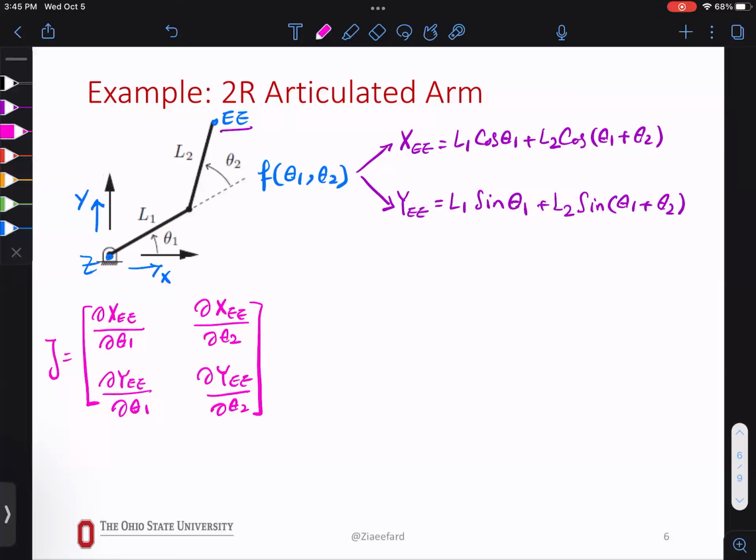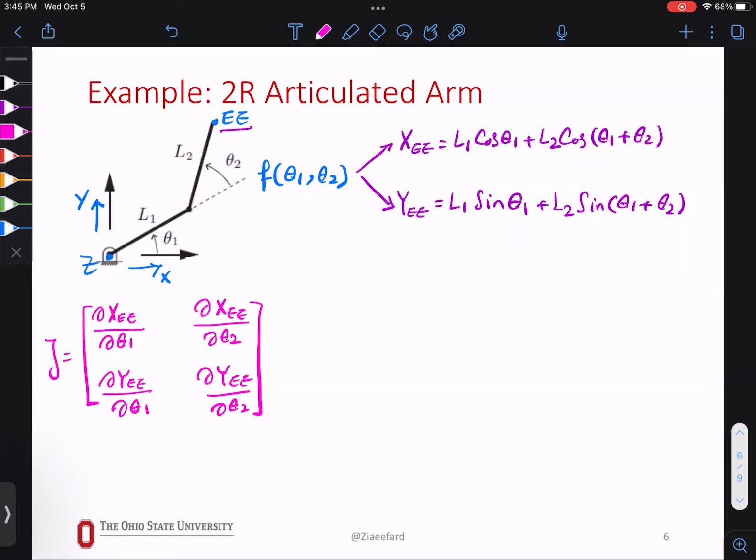This is wrong. Don't put the values in there. You need to have a generalized form first.